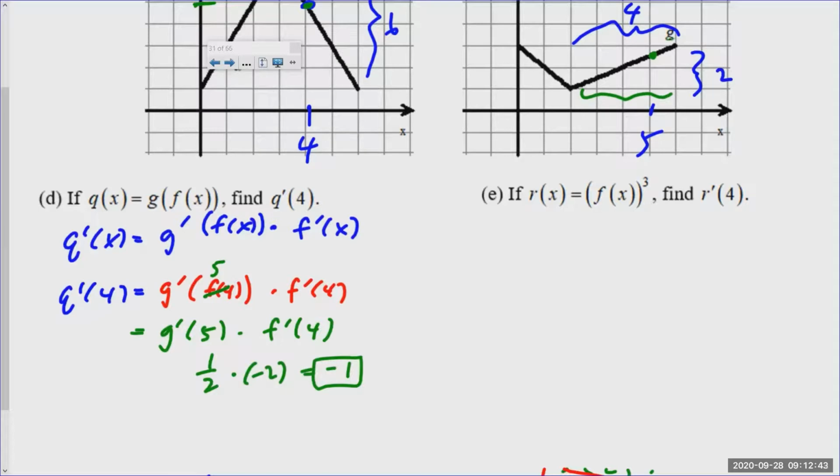Can you guys do that on your own? Okay, well, let's see. Go ahead, guys. See if you can take the derivative of R over here. Letter E says take the derivative of R. See if you can do that. Take the derivative of the outside. Leave the inside alone. Then multiply by the derivative of the inside.